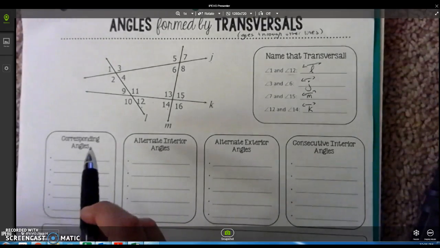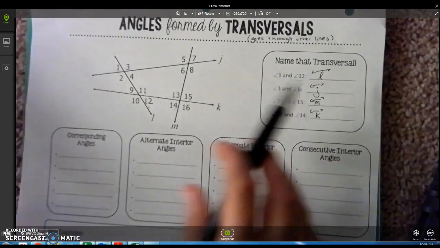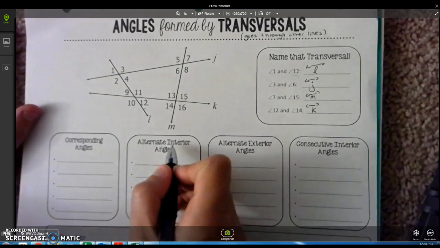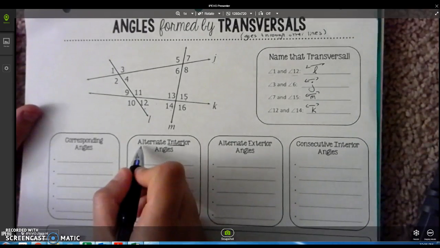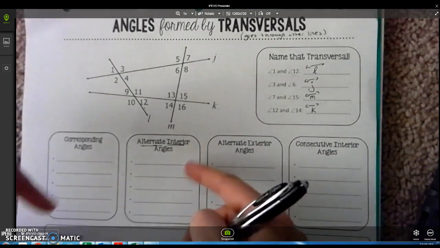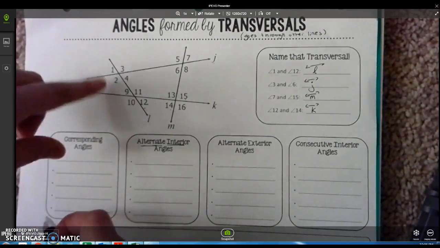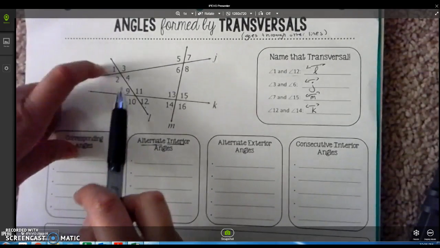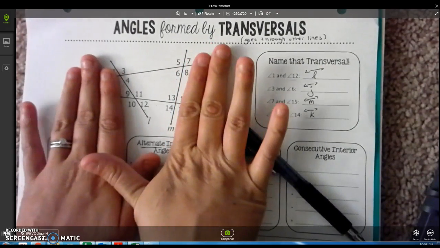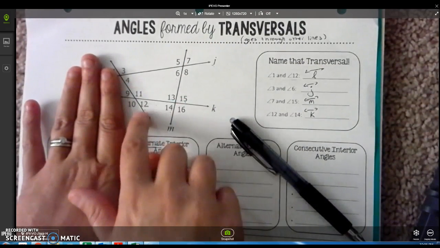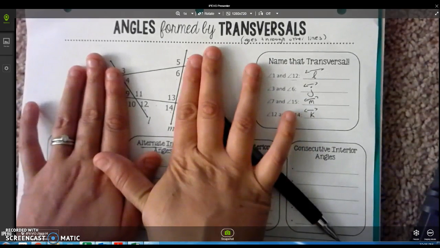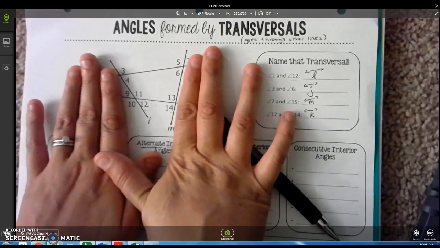So I'm going to come back to corresponding because that's a little easier to see once you've seen the other ones. Alternate interior, we should be able to figure out what this means based on the words. Alternate goes back and forth. Interior, inside. So let's find some alternate interior angles. If I look in between the lines L and M, I'll have some interior angles, right? That'd be 3, 4, 11, 12, 5, 6, 13, and 14. They're all inside these two lines.